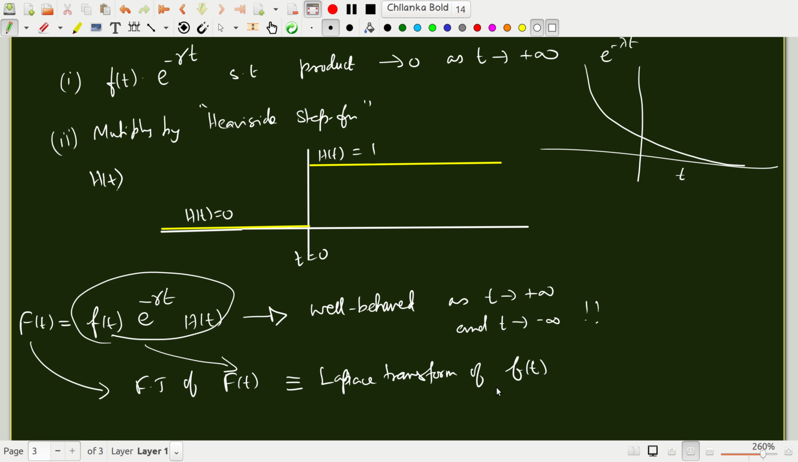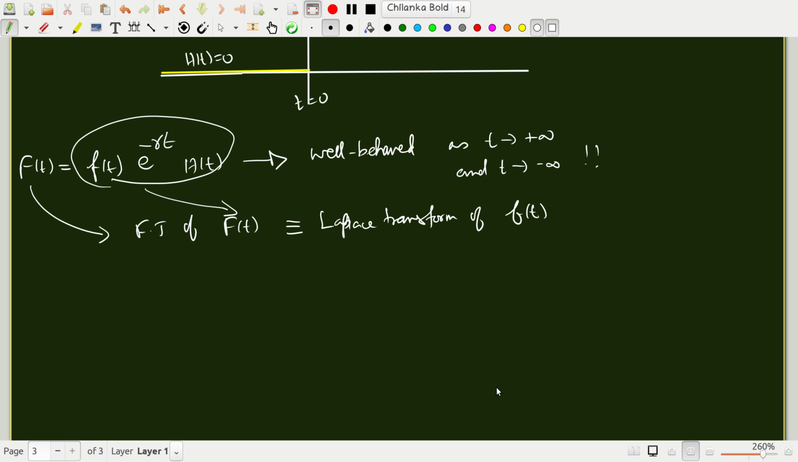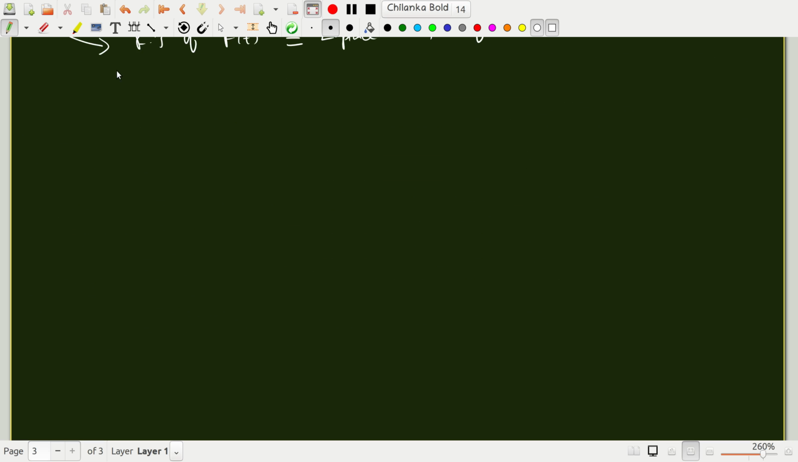Okay, now let's define. The Fourier transform of f of t is denoted as f of omega, right?